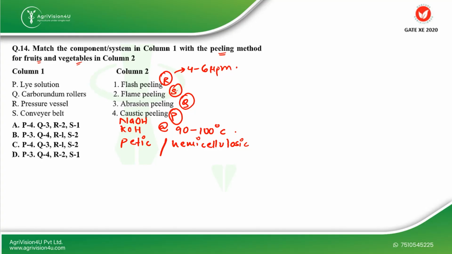Conveyor belts, basically, this flame peeling was developed for the onions. This peeler consists of the conveyor belt which carries and rotates the food through a furnace which is heated at around 1000 degrees Celsius, basically for the onions. So the outer paper shells and the root hairs get burned, and the charred skin is removed by high pressure water sprays. So over here my correct option will be option number C, that is P4, Q3, R1 and S2.